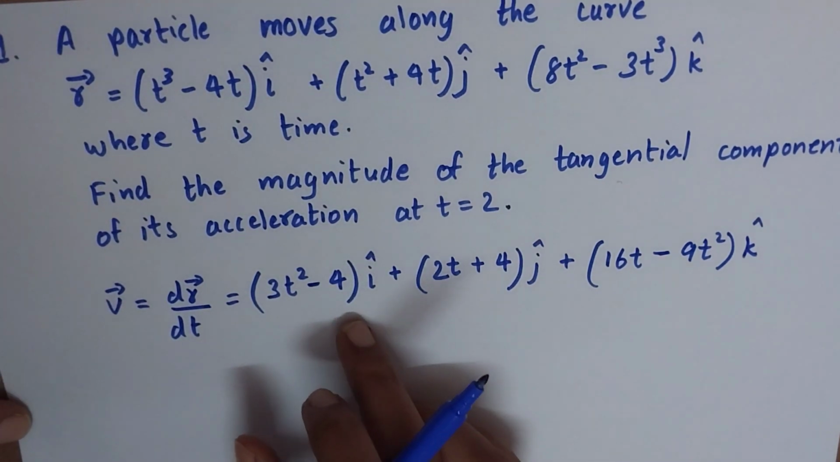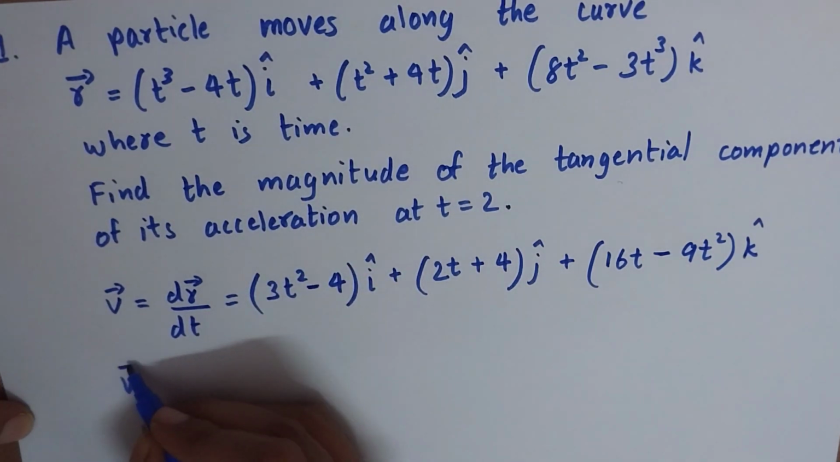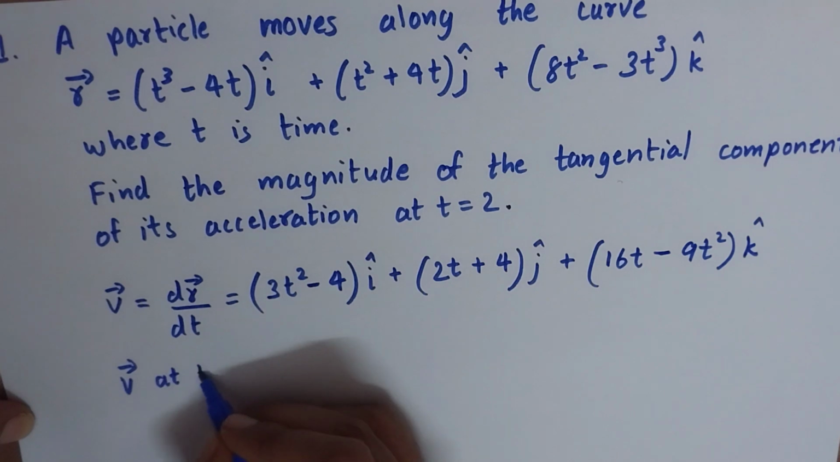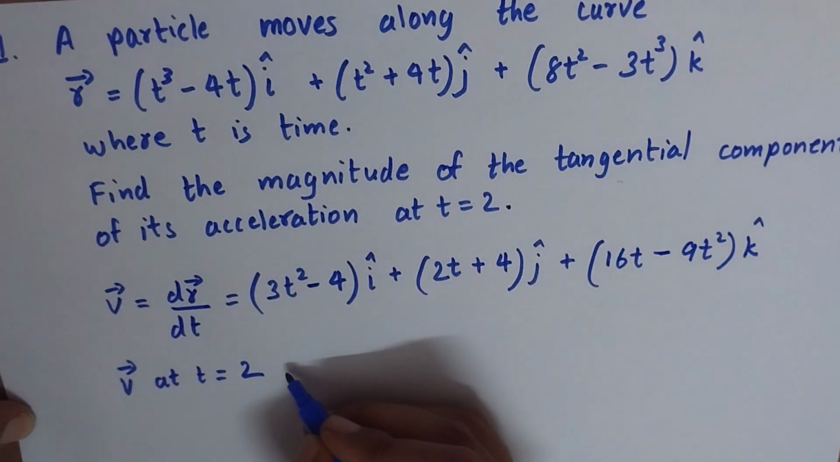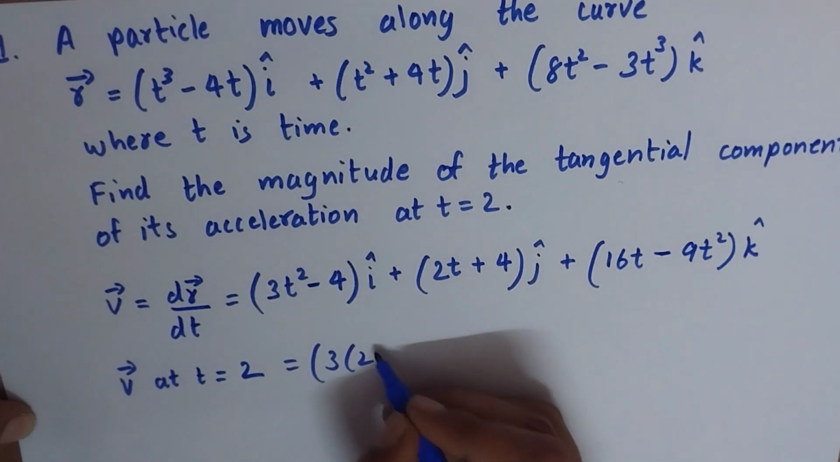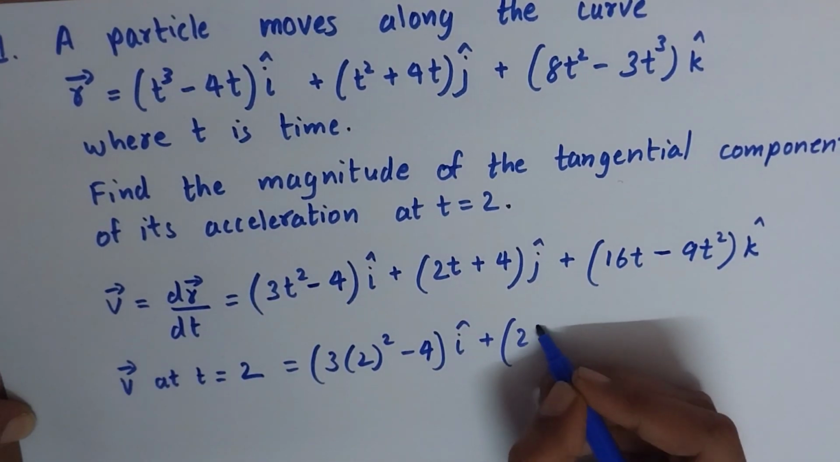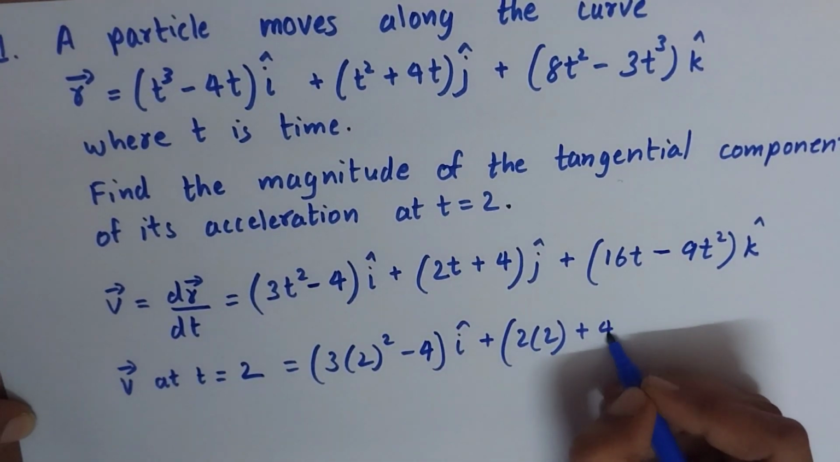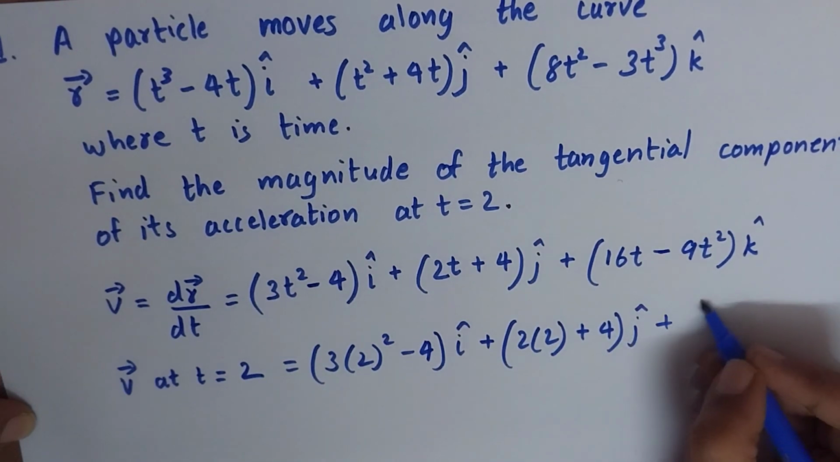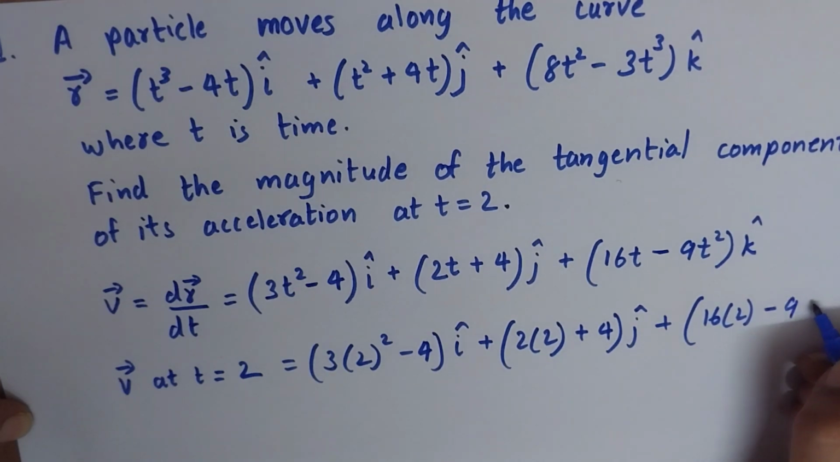Now we have to find the velocity vector at time t equal to 2. So the velocity vector at time t equal to 2 is 3 into 2 square minus 4 i cap plus 2 into 2 plus 4 j cap plus 16 into 2 minus 9 into 2 square, which is 9 into 4, k cap.